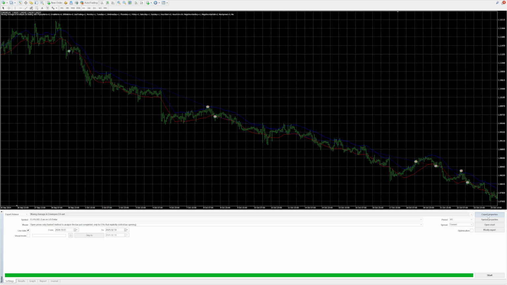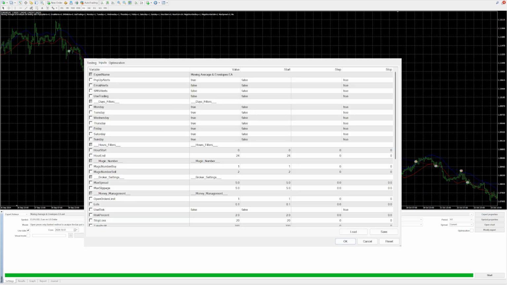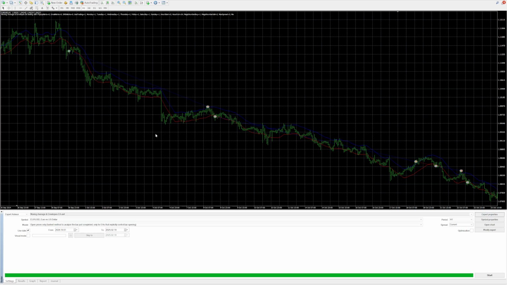Okay, we'll just run through some of the settings in the EA. First of all, this is the MT4 platform. You can see the strategy tester window here where I've loaded the moving average and envelopes EA. You can see that I've selected the euro dollar symbol. The testing model is open prices only.